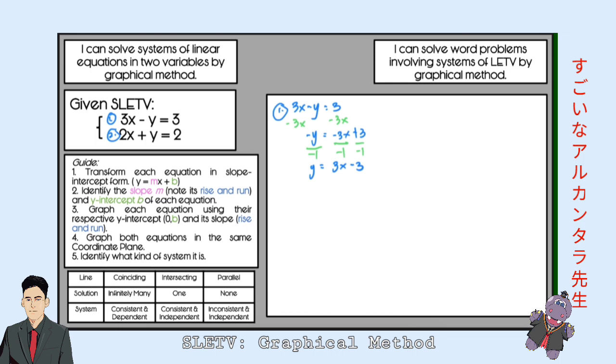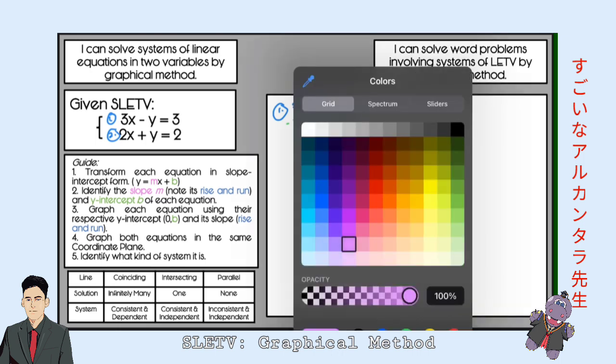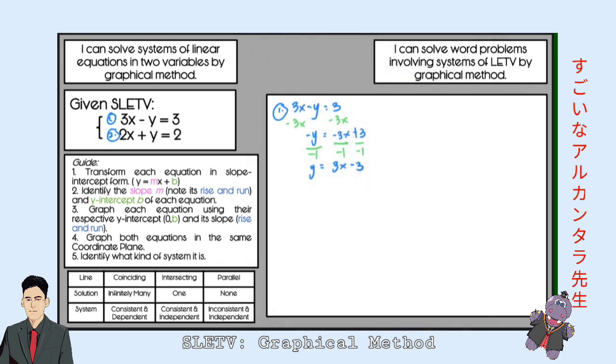Because of that, we can identify that our slope is 3 and our y-intercept is negative 3.